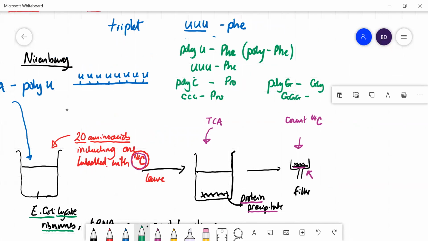And that was actually a little bit difficult, I'll tell you why in a minute, but poly-A gave you the lysine. So AAA codes for lysine.